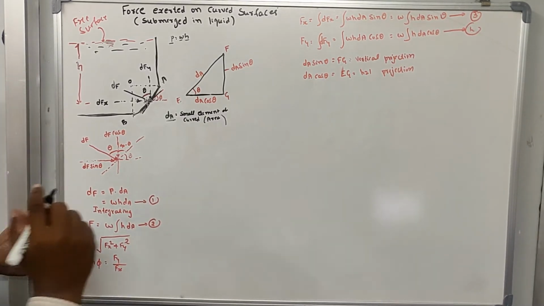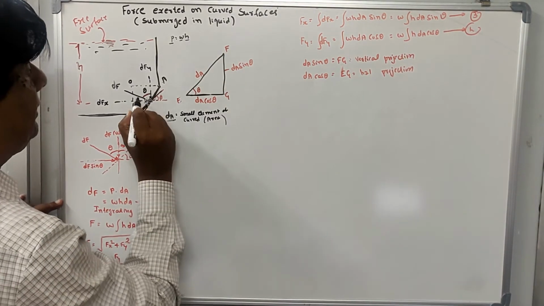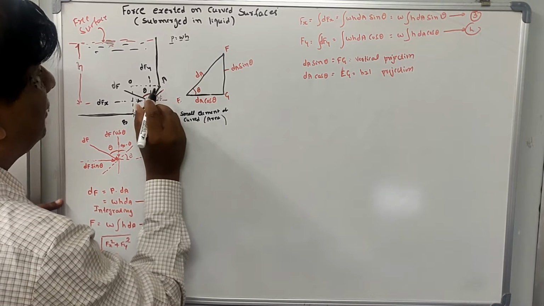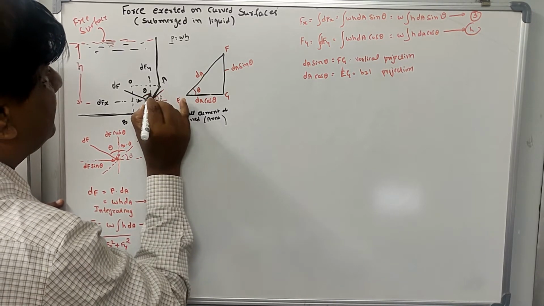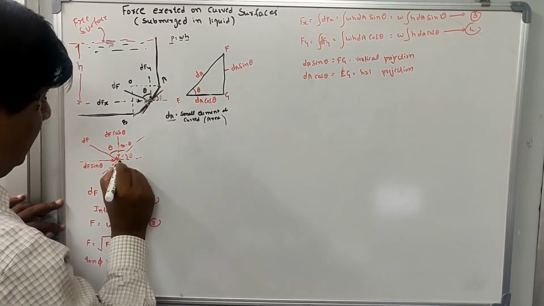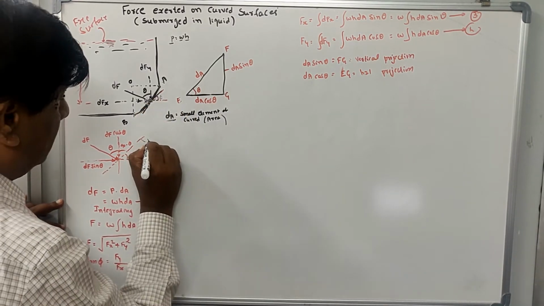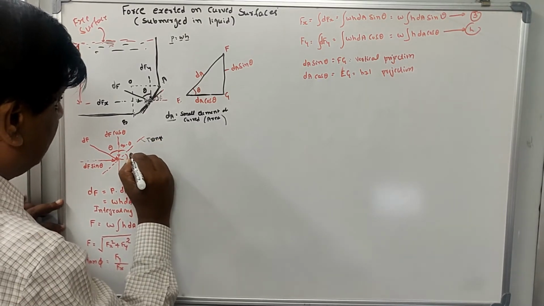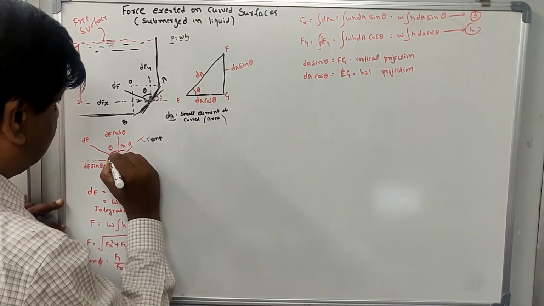Now let us take the tangent making an angle theta with the horizontal. So this angle is theta, which means this angle is 90 minus theta. This is the tangent. If this angle is theta, then this is 90 minus theta. So this angle is theta.